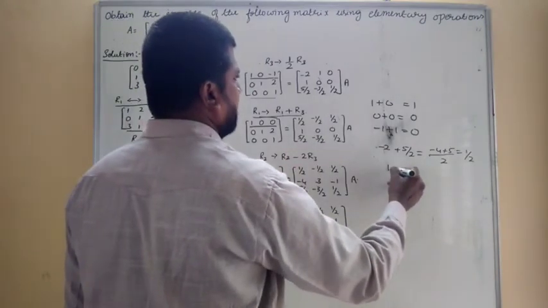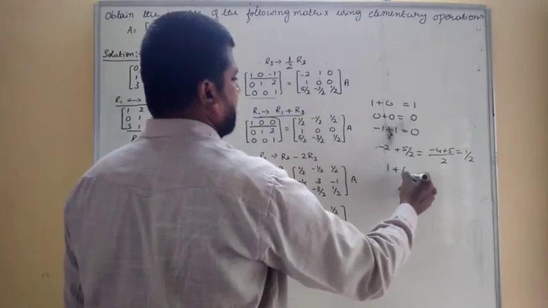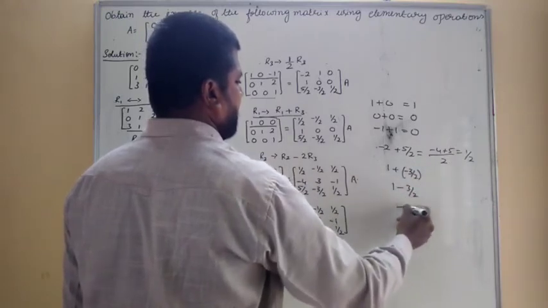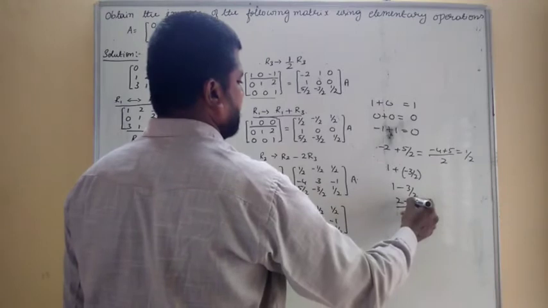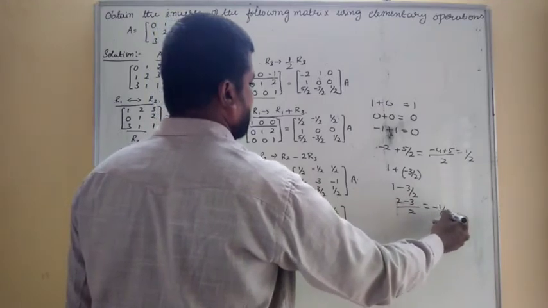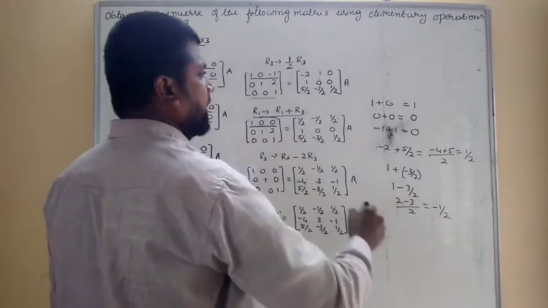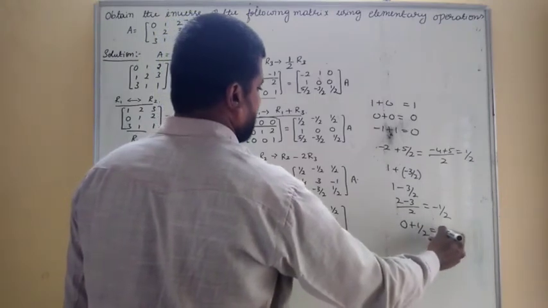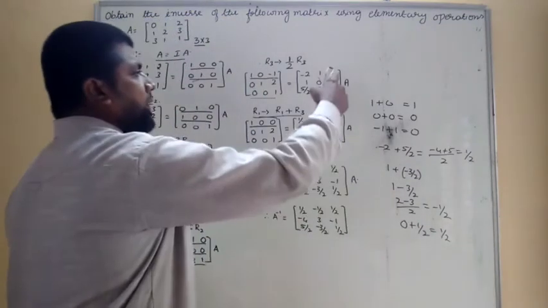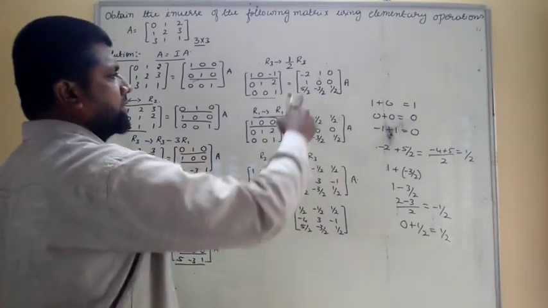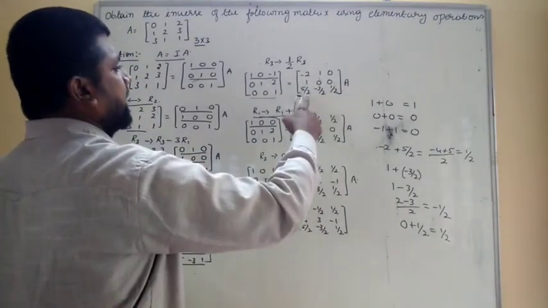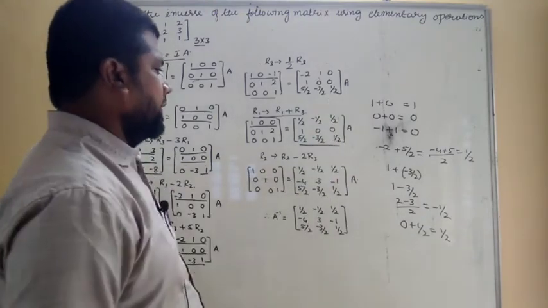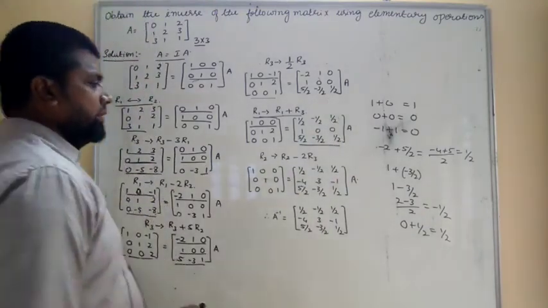Again 1 plus minus 3 by 2 means 1 minus 3 by 2. Take LCM 2, cross multiply, 2 minus 3, that is equal to minus 1 by 2. So minus 1 by 2 you got. Again the next element is 0 plus 1 by 2, which is 1 by 2. The second row is 1, 0, 0. The third element is 5 by 2 minus 3 by 2, that is 1 by 2. These are written here.